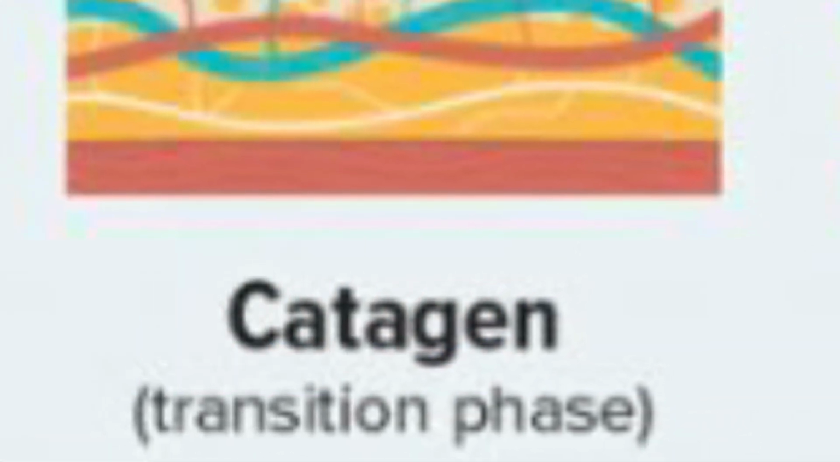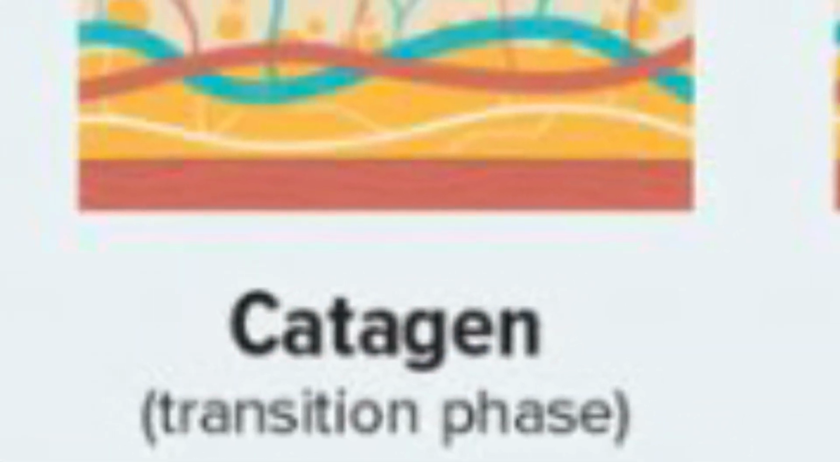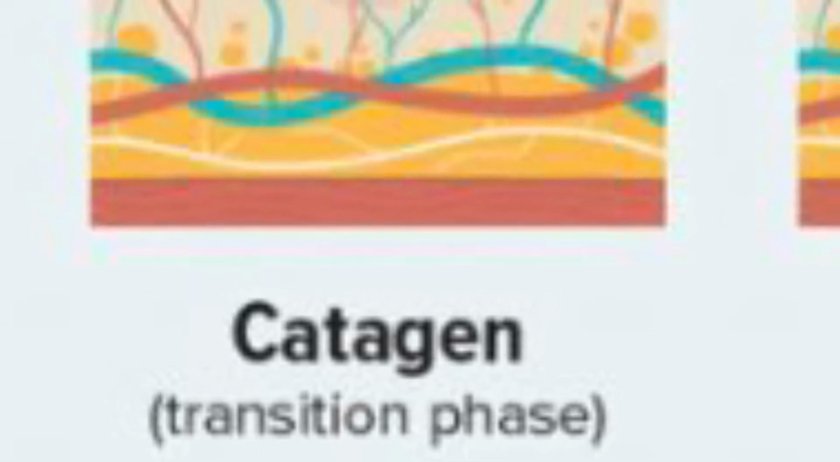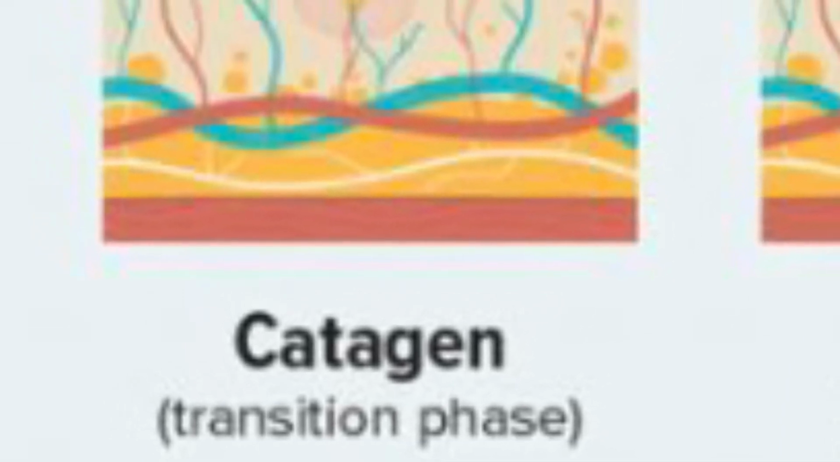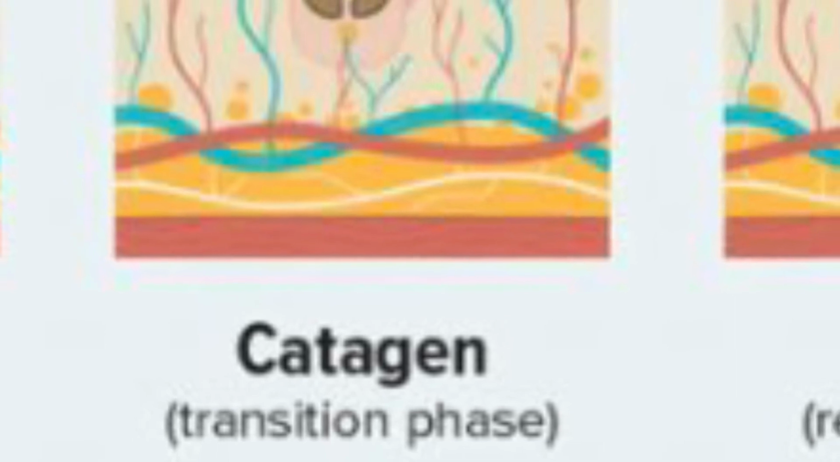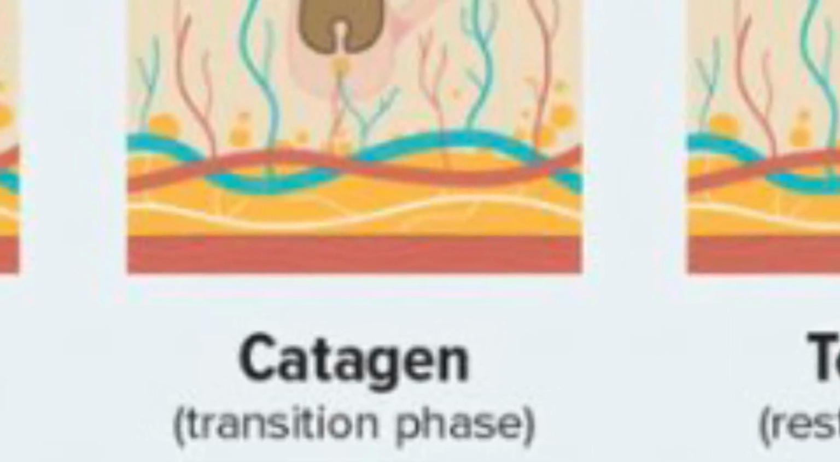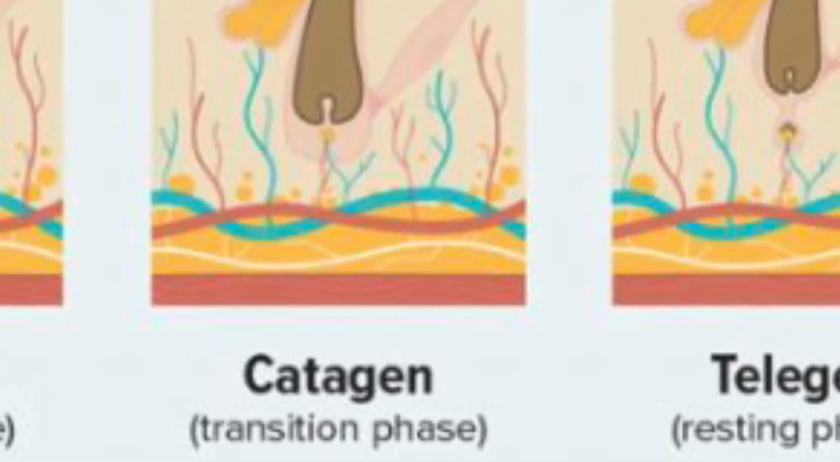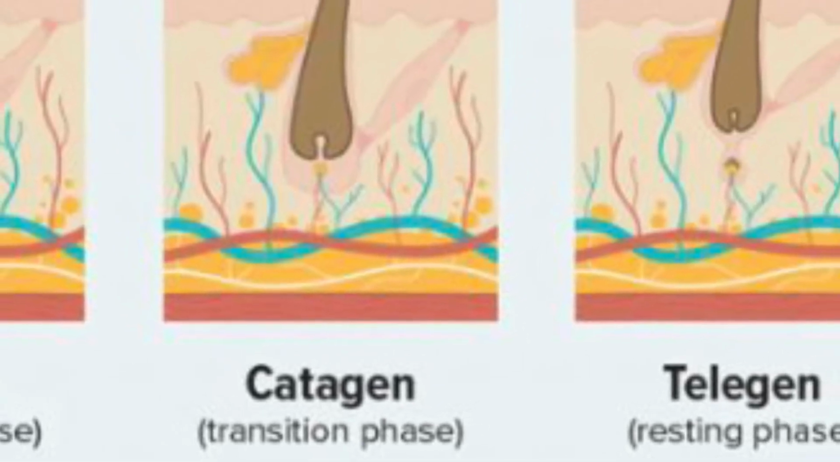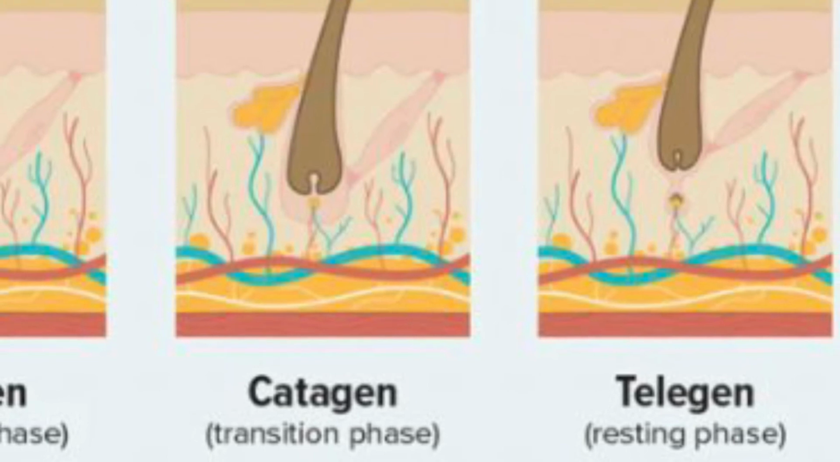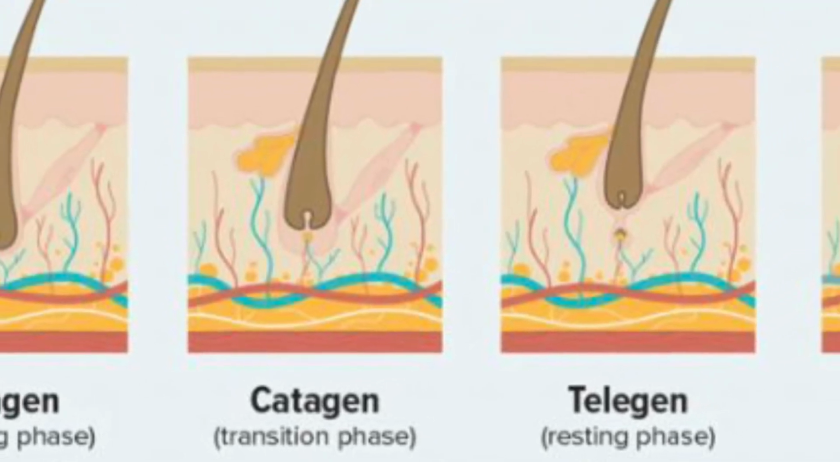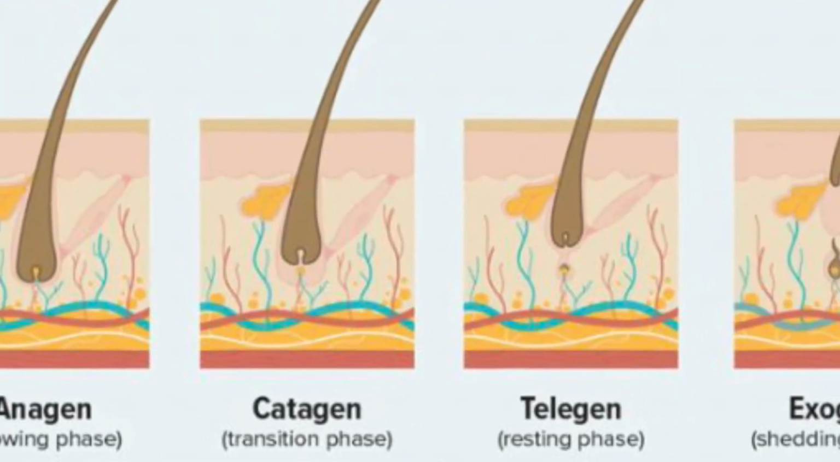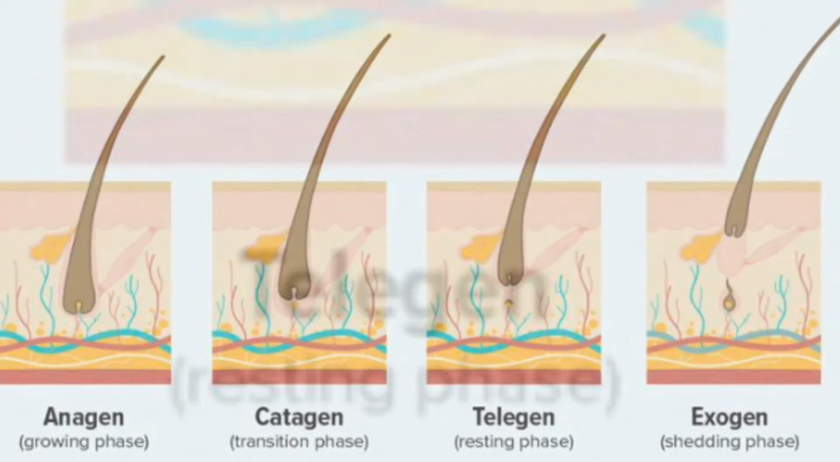The catagen phase is a transition period between the growth and resting phases of the hair strands. During the catagen phase, the follicles shrink, the hair bulbs disappear, and the shrunken root forms a rounded club. The catagen phase lasts from 1 to 2 weeks. Less than 1% of the hair is in the catagen phase at any given time.